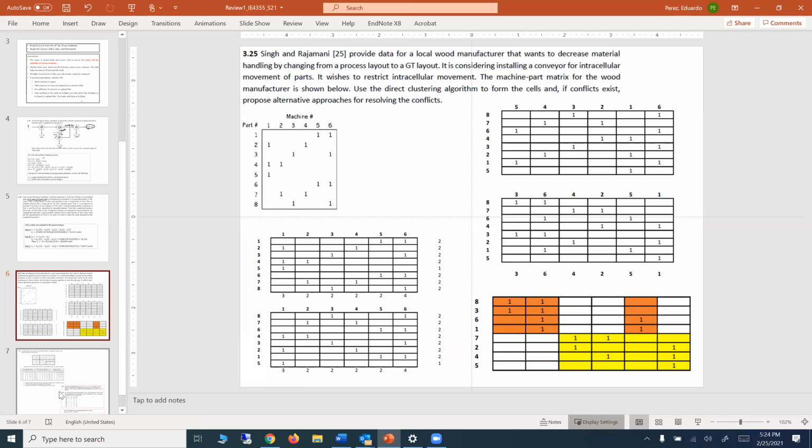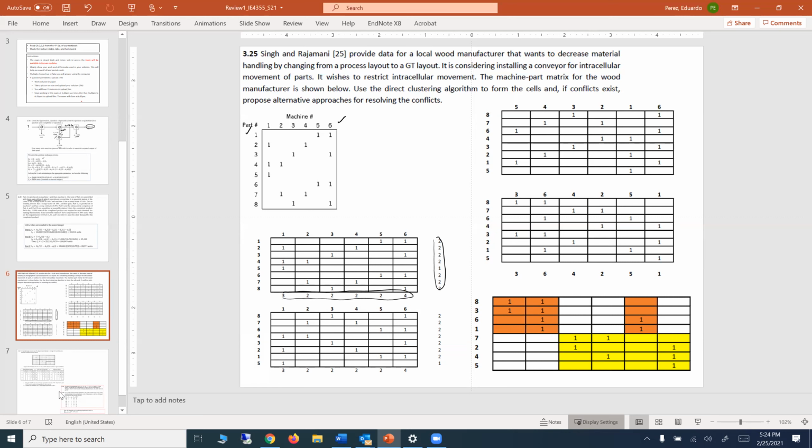So in this case, we have the machines. We always put the machines at the top, and we have the parts in the vertical, and the machines in the horizontal or in the rows. So the first thing you do is you have to do the sorting, right? So we do the summation for the rows and columns, and we do the sorting. Okay, so we start right here. Let me see if I can show you. So this is the summation for columns and rows.